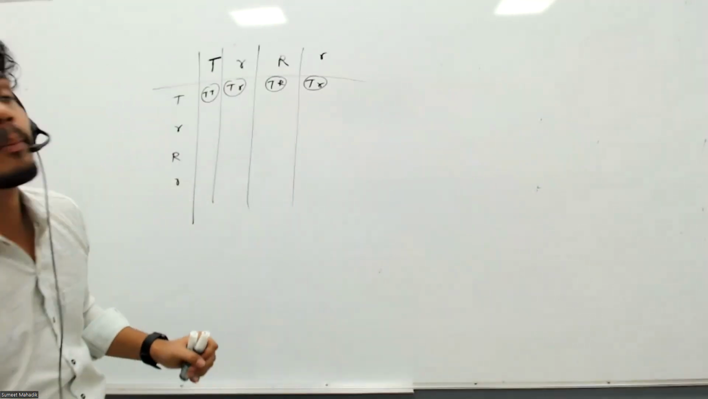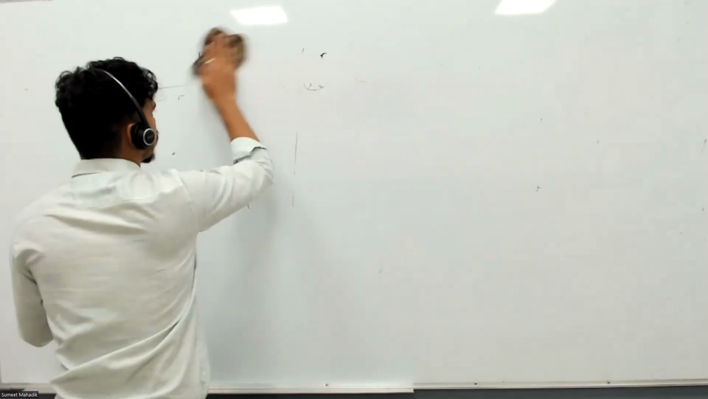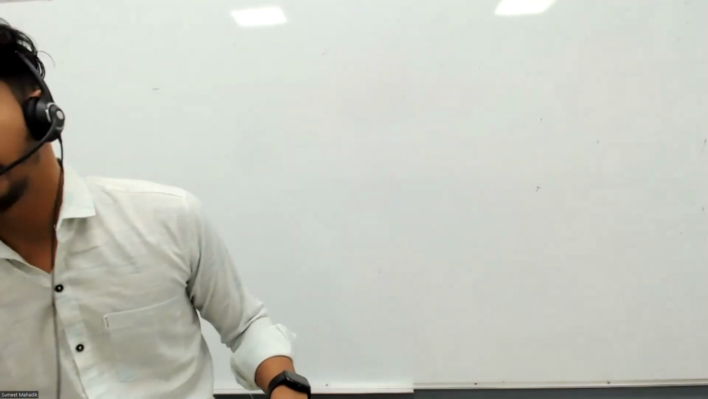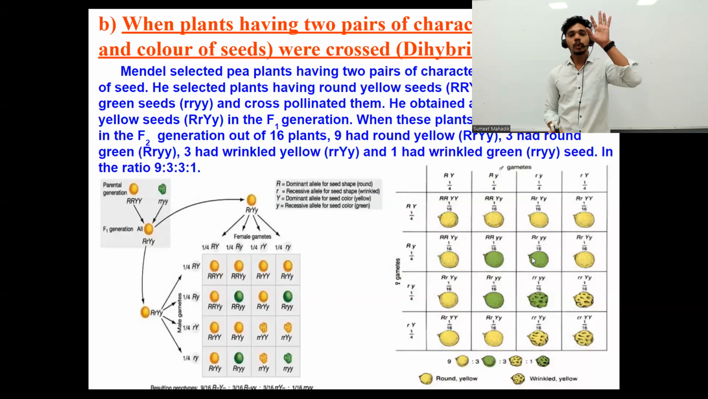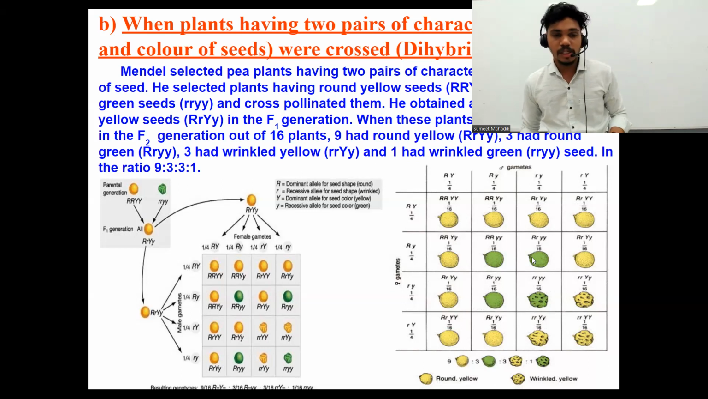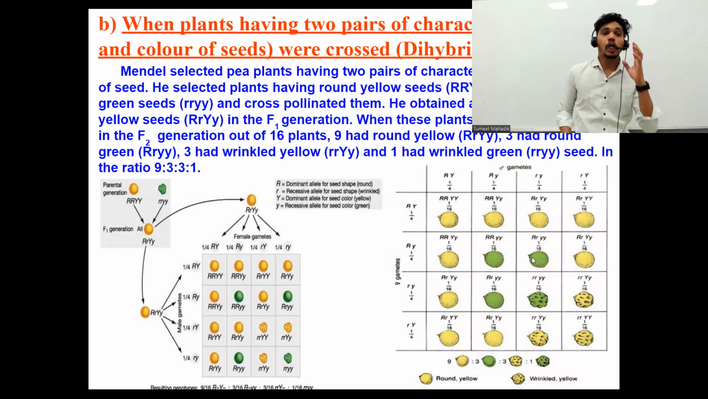There is one table there. Yes or no? That table is called the Punnett table. Okay, so let's see that. What is that exactly? When plants have two pairs of characters, for example shape and color, and are crossed. Now, what are the characters here? Shape and color.